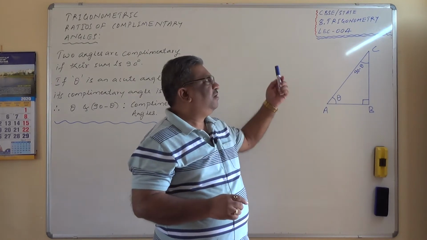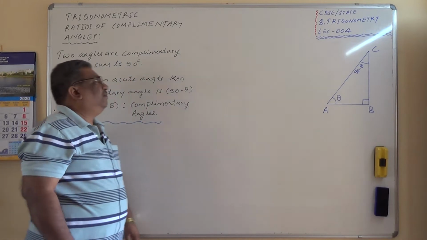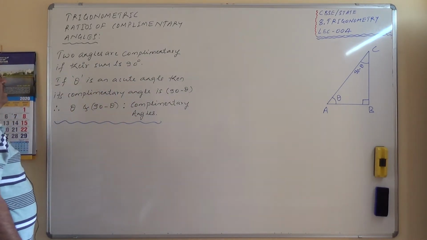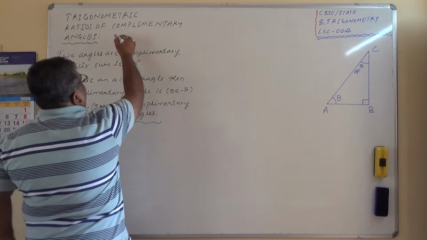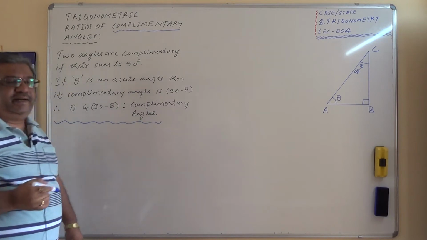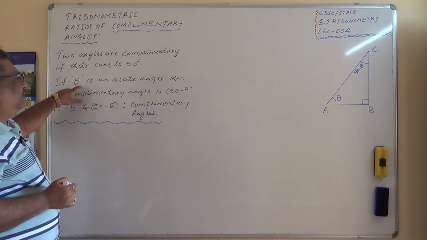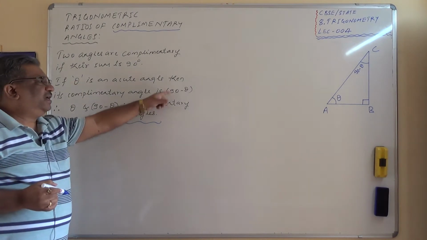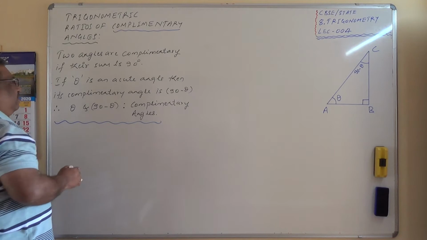Lecture number 4, Trigonometry. Today we will see the trigonometric ratios of complementary angles. As you know already, two angles are said to be complementary if their sum is 90 degrees. And therefore, if theta is an acute angle, then its complementary should be 90 minus theta, because if I add these two, the sum should be equal to 90 degrees.